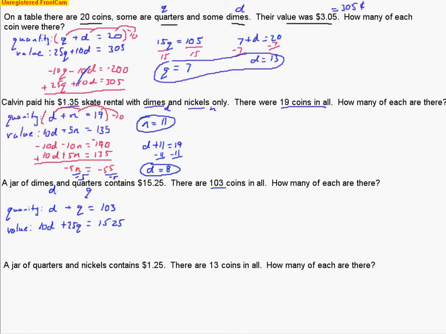And so we're going to end up doing the same thing we did before, multiply by negative 10. It's the easier number to multiply. 25 is a little tougher. And so we end up with a negative 10D minus a 10Q equals negative 1,030. So I can add together just the way it is right here, get these D's to cancel. When I do that, I'm left with 15Q equals, do this subtraction here, we end up with 495.